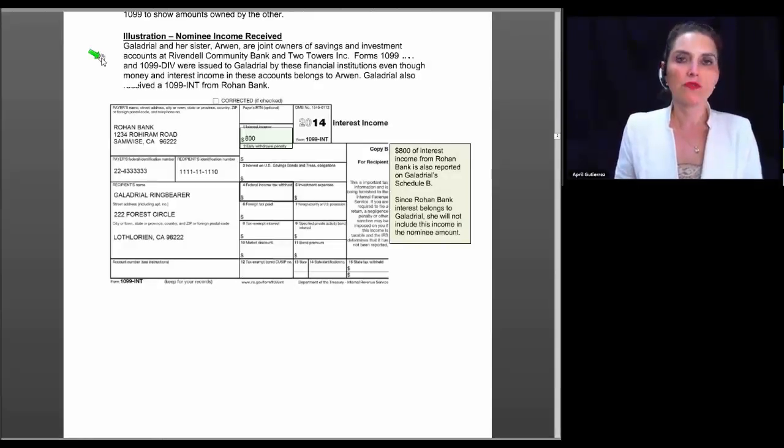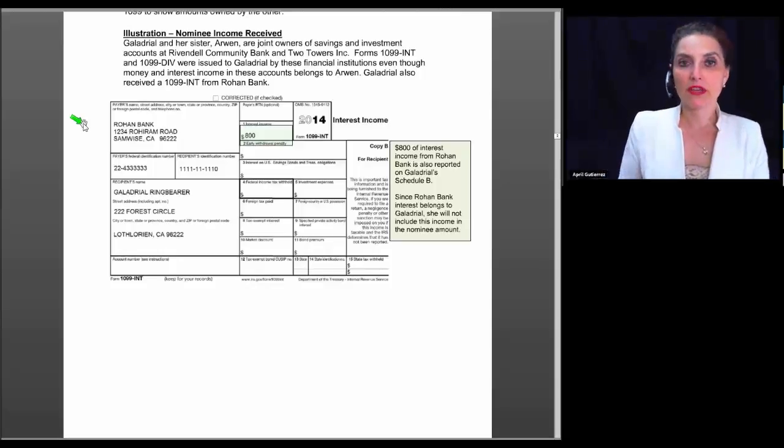And so I've created an illustration here where we have a nominee recipient. In this story, we have Galadriel and her sister Arwen. They are joint owners of a savings and investment account at Rivendell Community Bank and also at Two Towers, Inc. Their Forms 1099 INT and DIV were issued to Galadriel by these financial institutions, even though the money and interest income on these accounts belonged to Arwen. Galadriel also received a 1099 INT from Rohan Bank.